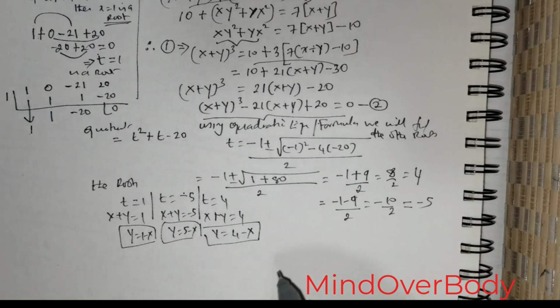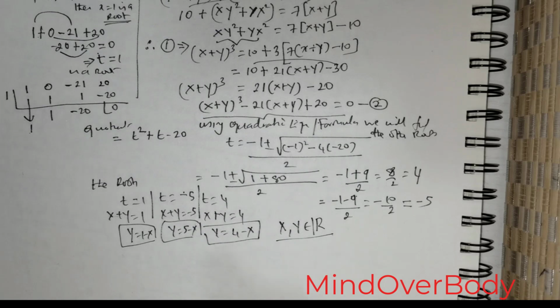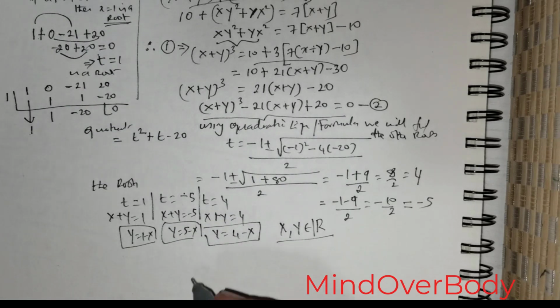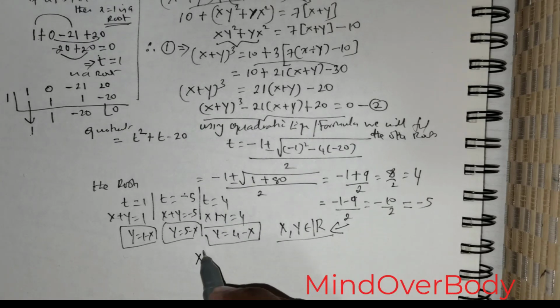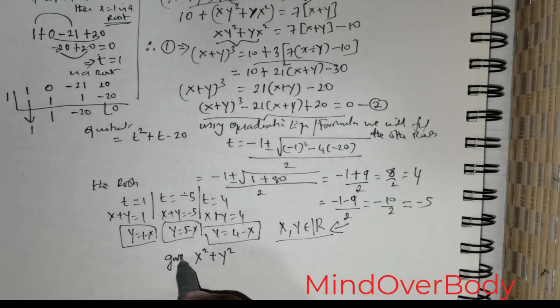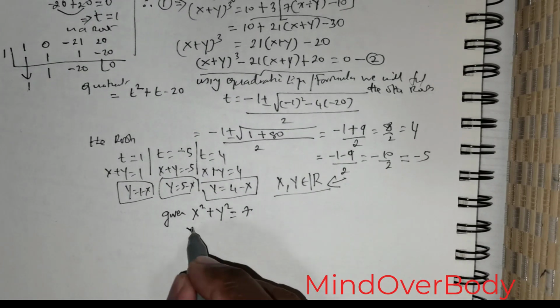Why are we doing all these things? We are looking for x comma y which is an element of the real numbers. That is the important point, because from here we could not have directly boiled down the values of x and y, so we need to have this check. Now how are we going to check? We know that x squared plus y squared is given as 7. So I'm going to substitute the value for y.